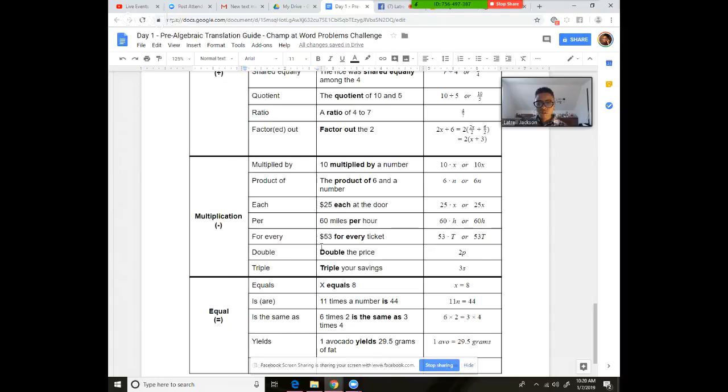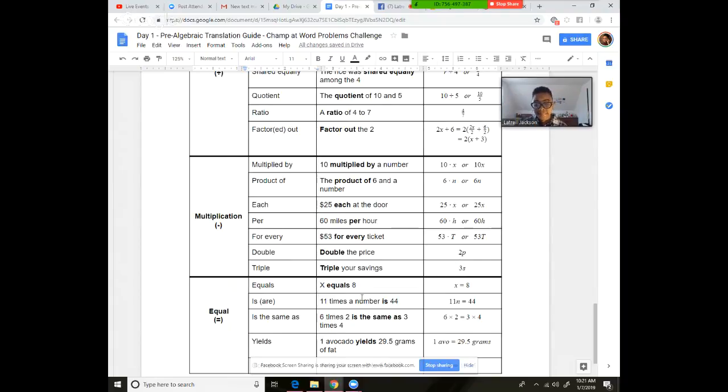"Double" and "triple" are also multiplication words. Double the price means that you're taking a price and multiplying it by 2, so it's going to give you 2p, 2 times the price. And triple your savings is going to give you 3s. So whatever your savings is, triple it. That means you're multiplying it by 3.